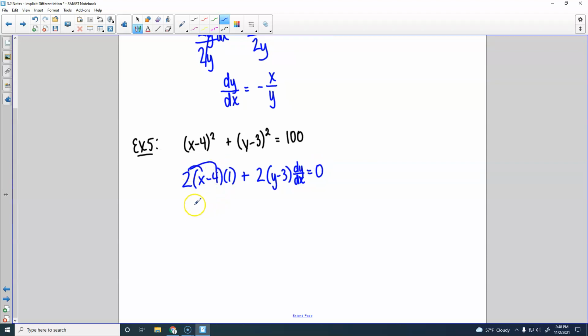So we could distribute here. We got 2x minus 8 plus, now what you got to be careful of here, we got 2y minus 6, but that dy/dx also has to be distributed there. You can't subtract 6 from negative 8. No, you cannot combine them because these have dy/dx's. So 2x minus 8 plus 2y dy/dx minus 6 dy/dx equals 0.